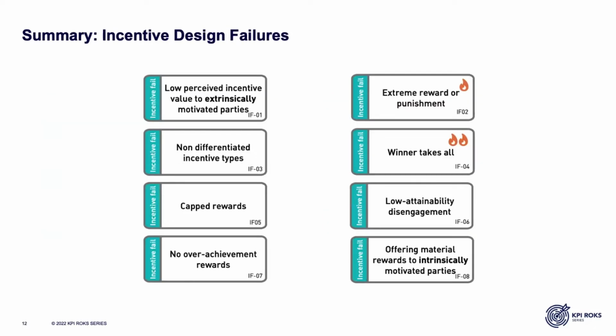Then you have the incentive design failures. Here you can have no overachievement rewards. You can promise your sales team some type of target or reward, but they never achieve it because it's intangible. It's not possible. It's not realistic. So you are giving something that is not possible to achieve.